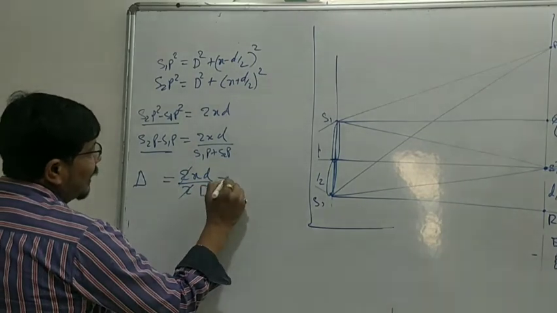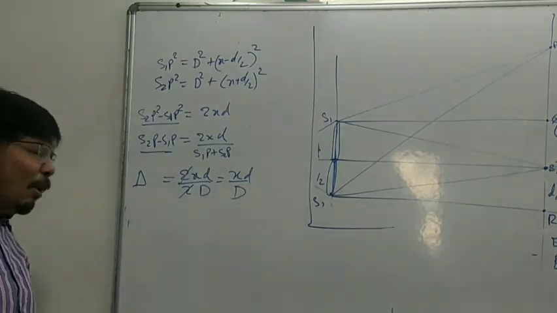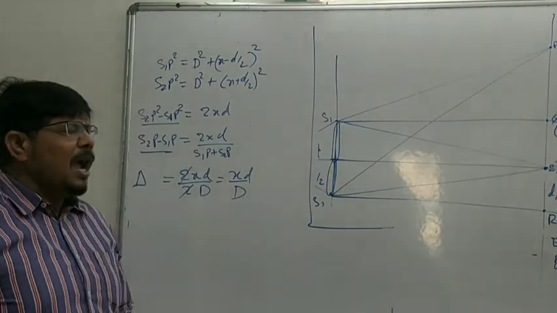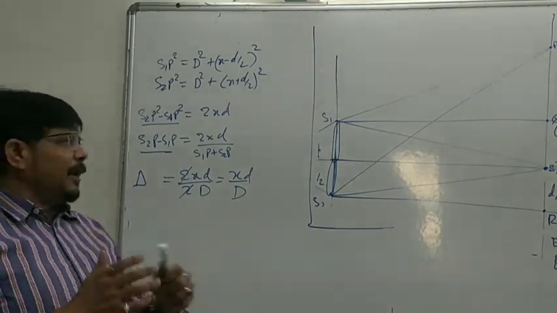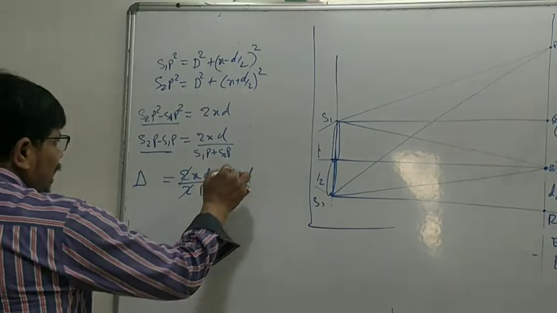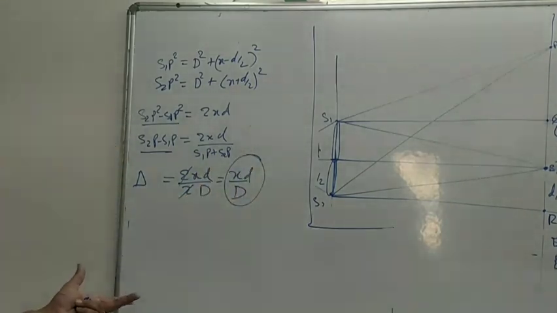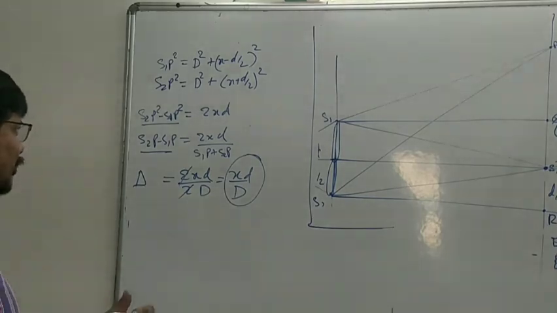So 2 will be cancelled out. You will get xd upon capital D. Small d is the distance between slits, and capital D is the distance between slits and the screen. Okay. So we have got the master key. Now we will open the lock. We have got the master key.